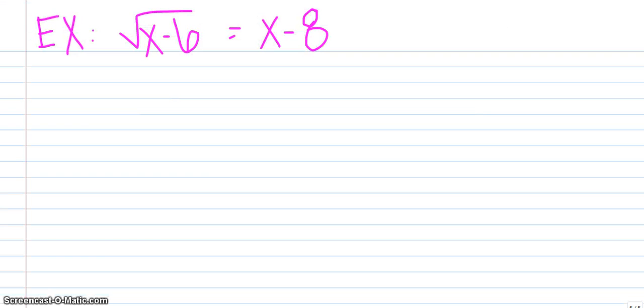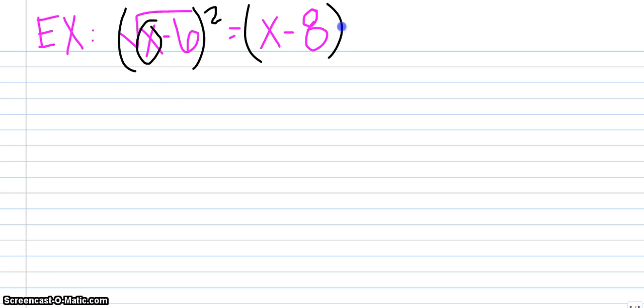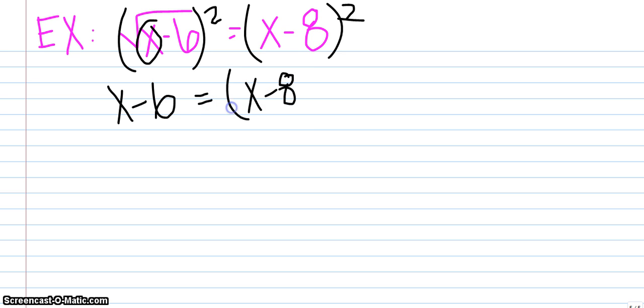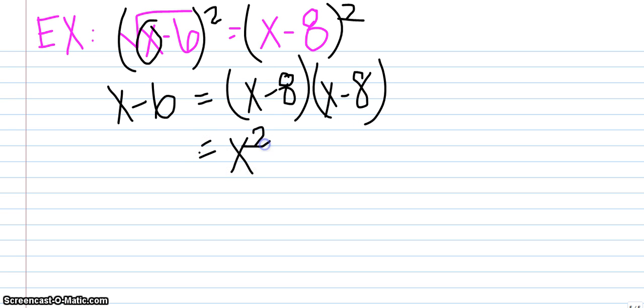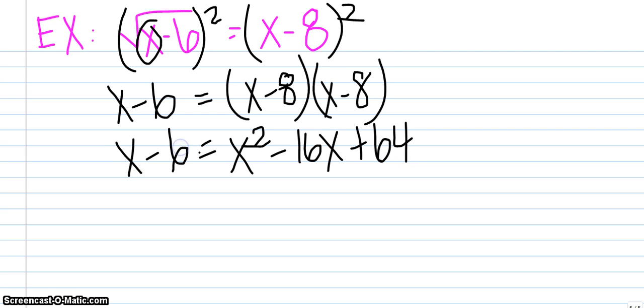Let's look at one more example. This one is the same thing. I'm going to have to isolate this variable, so I'm going to square both sides. So I'm left with x minus 6 is equal to x minus 8 times x minus 8. I need to go ahead and use FOIL, so I have x squared, a negative 8x, and a negative 8x is a negative 16x plus 64 is equal to x minus 6.